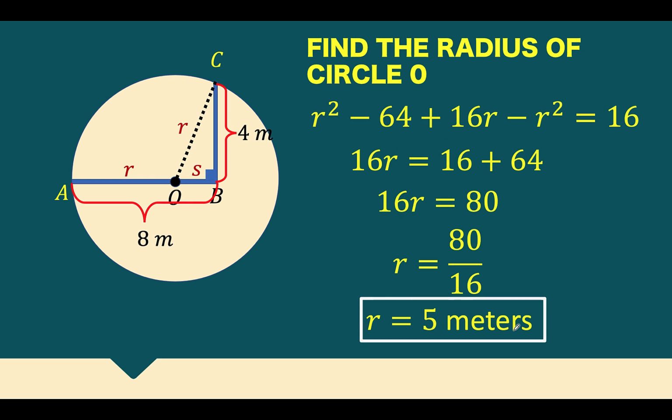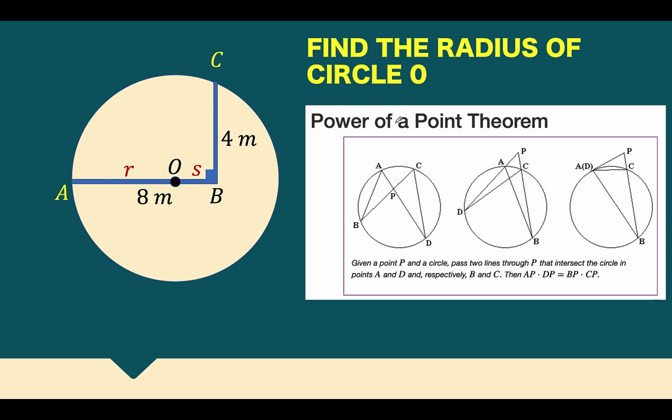Now, another way of solving this problem is to use the power of a point theorem, which says that when you have two chords intersecting inside the circle, then we can use this formula. The product of AP, which is this line segment, times DP, which is this other line segment, is equal to the product of BP, which is this line segment, times CP.